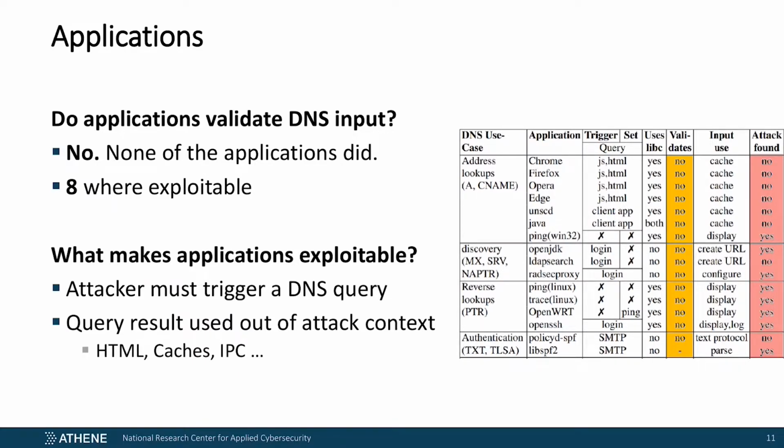Essentially it comes down to this: the application has to be able to trigger a DNS query to the attacker's own domain, because that's our attacker model. And the other thing is that the query result of this unvalidated data has to be used in some way in another context, because otherwise the attacker can only do weird stuff with his own lookup process, but he can't do something to another user. And if the attacker can only attack himself, that's not really an exploit. So that makes some applications exploitable, but others not. But all of them are vulnerable in the sense that they don't do validation.